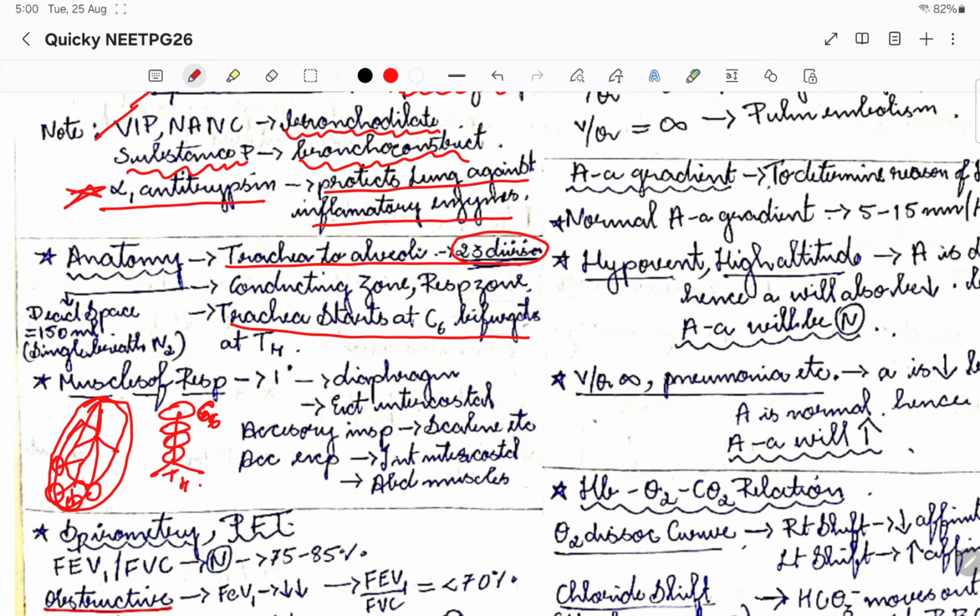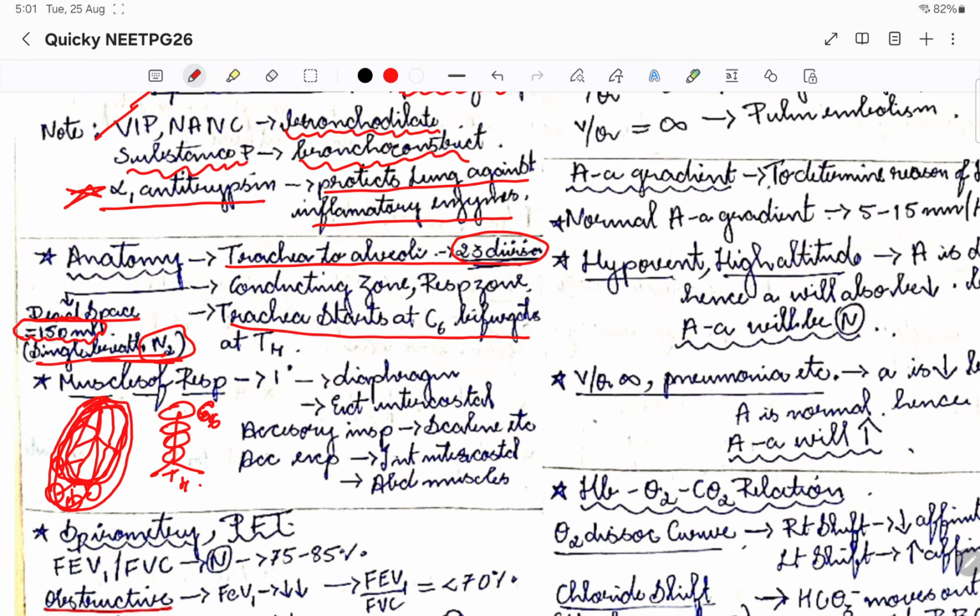Please remember this. Then one more extra point with respect to conducting zone is the dead space. Here no respiration is happening, so that is why it is called dead space. There is no function of it. It is almost equal to 150 ml, so please remember this 150 ml. How can we measure this? By single breath nitrogen test.